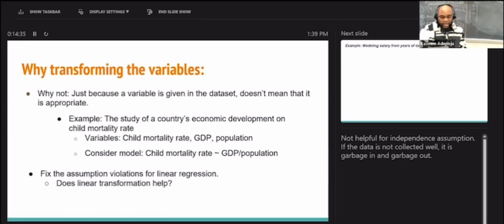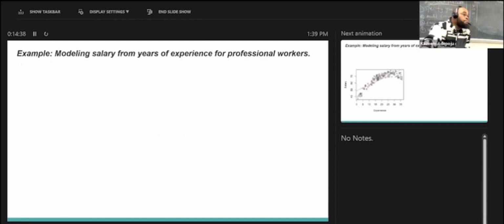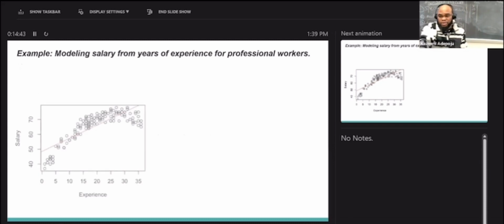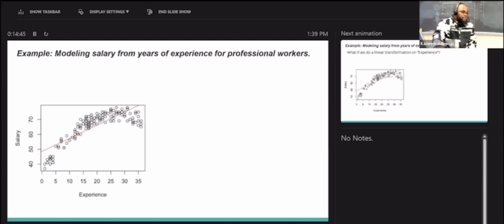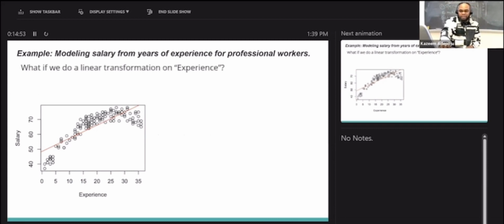Okay, fixing a problem, the question is, does linear transformation help? If it doesn't help, then we can go to other forms of transformation. Because of that, I'm going to walk you through an example now, where we actually want to model the salary of years of experience for professional workers. Now, what if we do a linear transformation on experience?